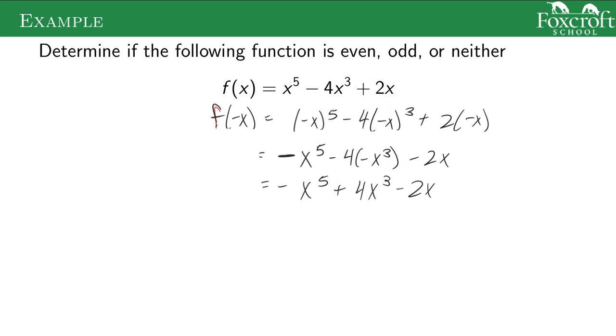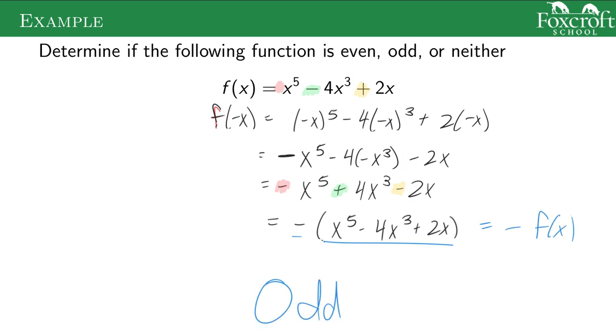And how does this compare to my original? Again, it's definitely not the same as the original, because the original had a positive here and a negative there. Then it has a negative here and a positive here, and a positive here and a negative here. So everything is the complete opposite of how it started. So I could factor that negative out and change everything back. And you can see this is my original function, with an extra negative there. So this is negative f of x, and that makes this odd. So if everything is the opposite, it's odd. If everything is the same, it's even. If there's some mixture, then it's neither.